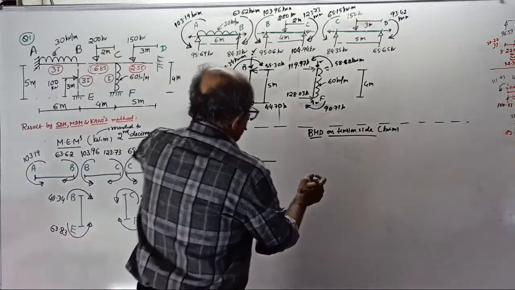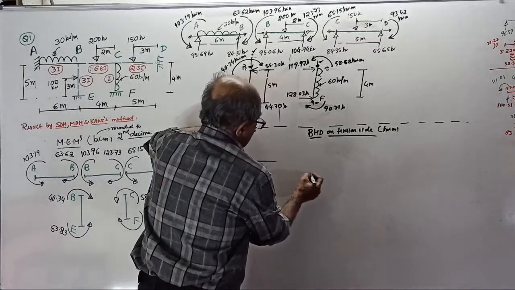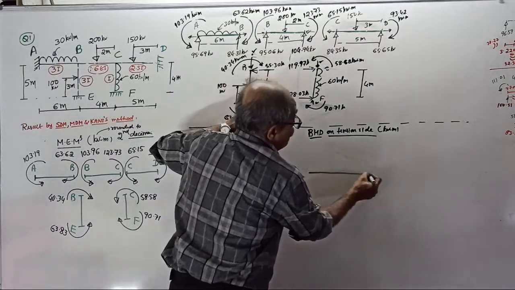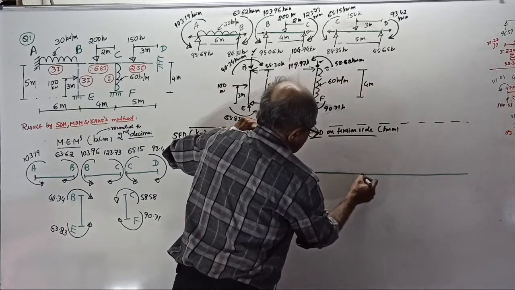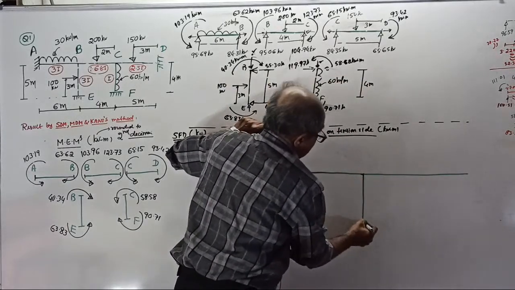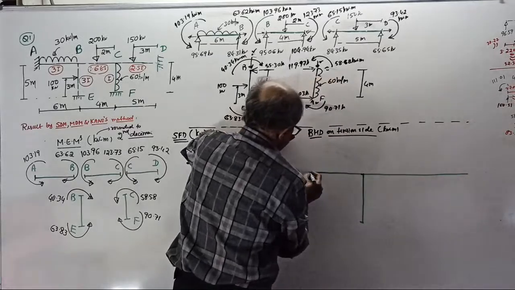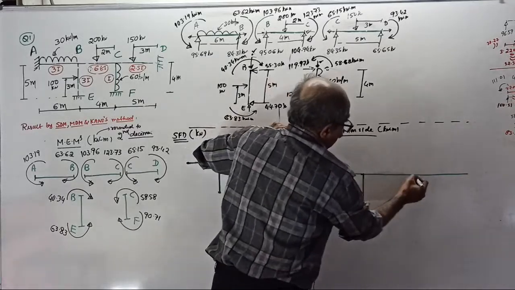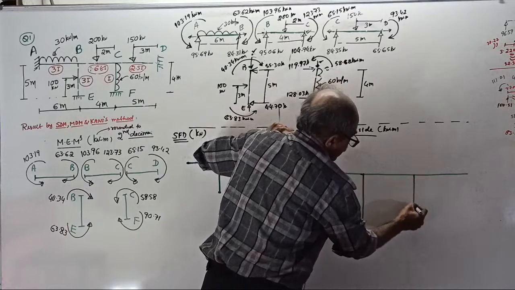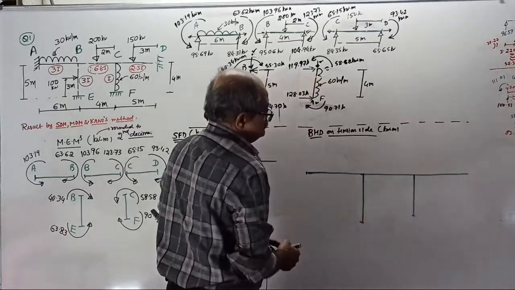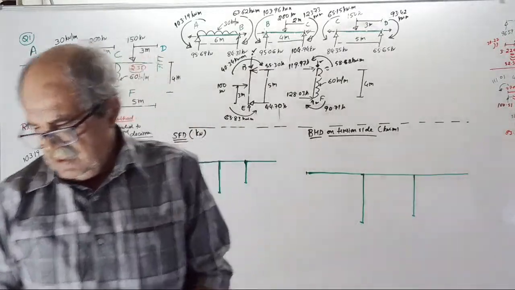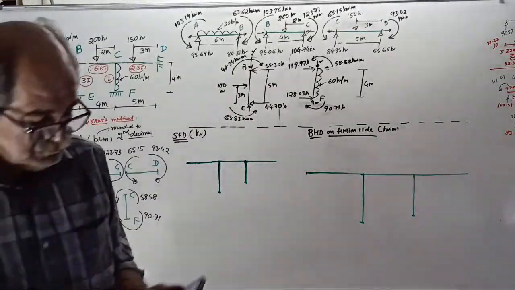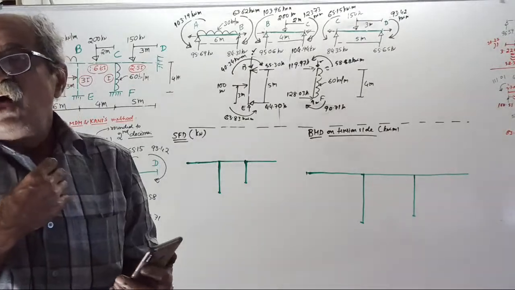BMD, I want more clearly. I write here BMD. BMD, I will draw big here. 5 meter and this is 6 meter, 5 meter, 4 meter and 5 meter. Okay. BMD, I will draw big. Here, because of space problem, little small.